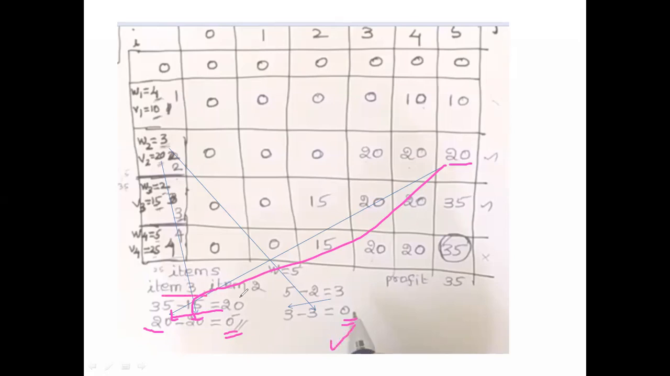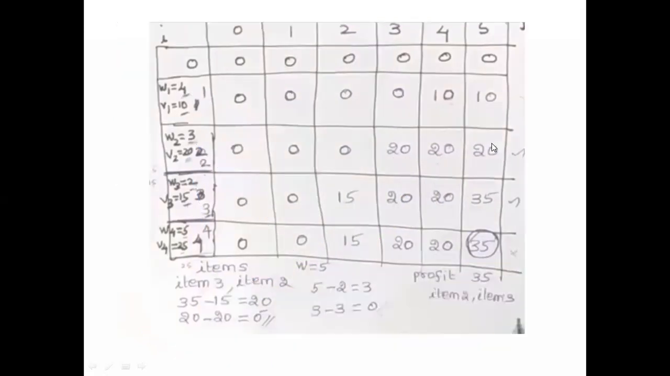So items 2 and 3, these are the two items you are holding in the 5 kg capacity bag, and the maximum profit is 35. Okay, maximum profit is 35. That is your answer. Okay. So the maximum profit is 35.